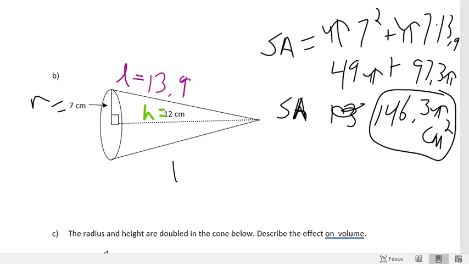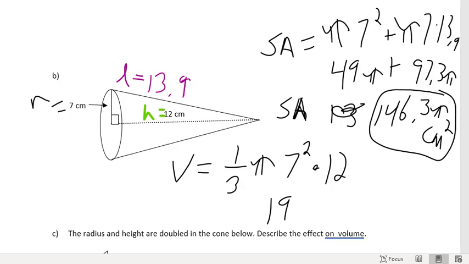All right, same idea with volume. Plug it into our formula, 1/3 pi times R, which is 7, squared, times our height, which is 12. So 49 times 12 is 588, divided by 3, or times 1/3, gives us 196 pi centimeters cubed.